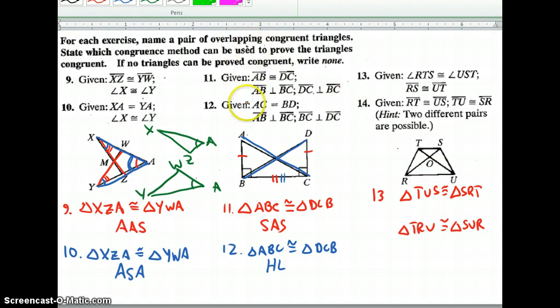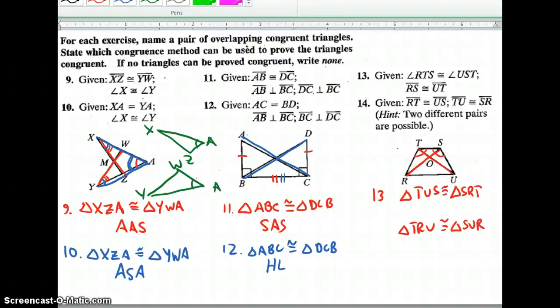Oh, wait, except those aren't overlapping. But in proofs in general, there could be a lot of triangles in a figure like that that could actually be congruent. The only overlapping ones that appear to be congruent here are one of those two. But from what we're given here, we're steered in a certain direction. If RTS is congruent to UST, and RS is congruent to UT, I'm probably going to be looking at the top set, so probably this one and this one.